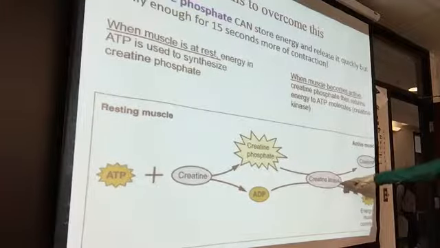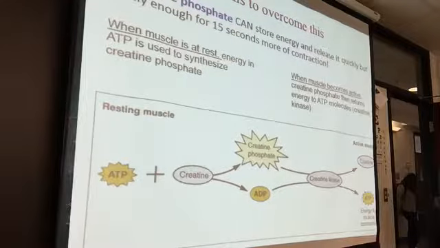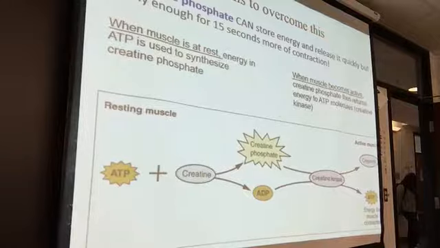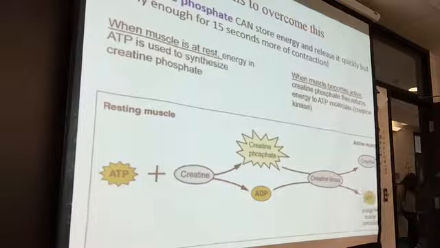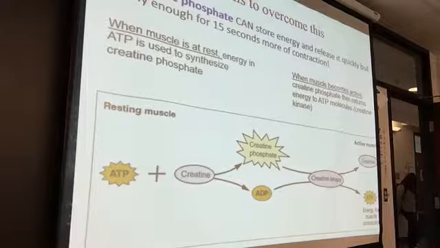And right then, when I get active, I will activate that enzyme, creatine kinase, to take the phosphate off of this and put it back here. It's a pretty straightforward reaction, honestly, and that's why it's good, because it can happen very fast. It's not a complicated biochemical pathway.